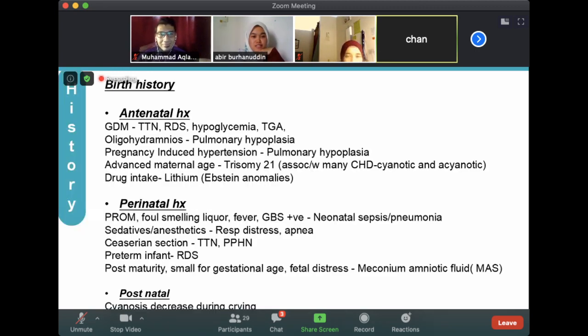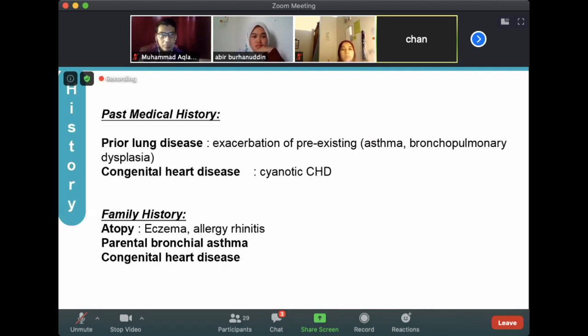Antenatal history. So these are more of the causes of cyanosis that you find in neonates, isn't it? Right? Yes. So next. So these are the history that you take with somebody who was previously not cyanosed and is now cyanosed. Go, next.